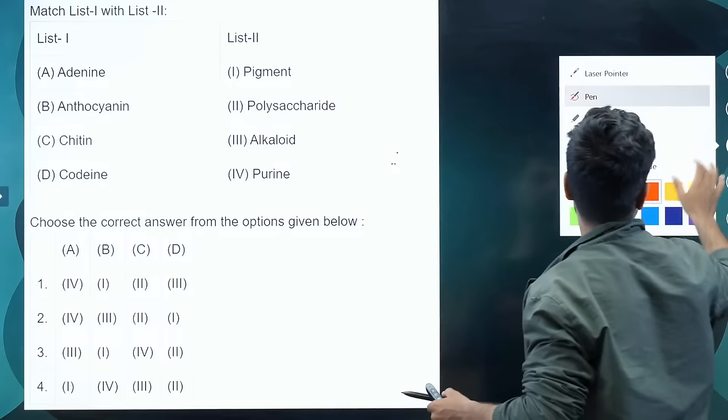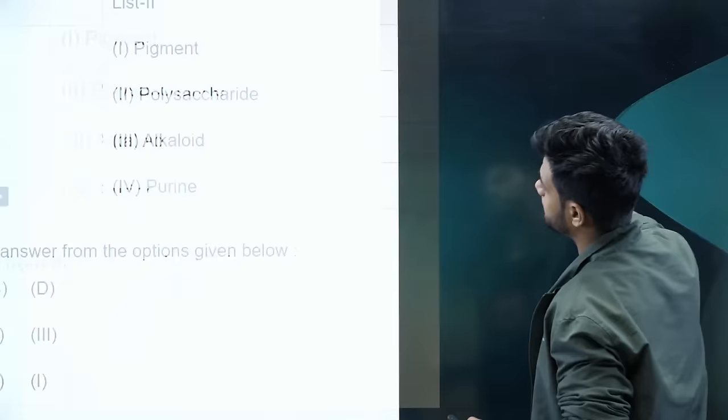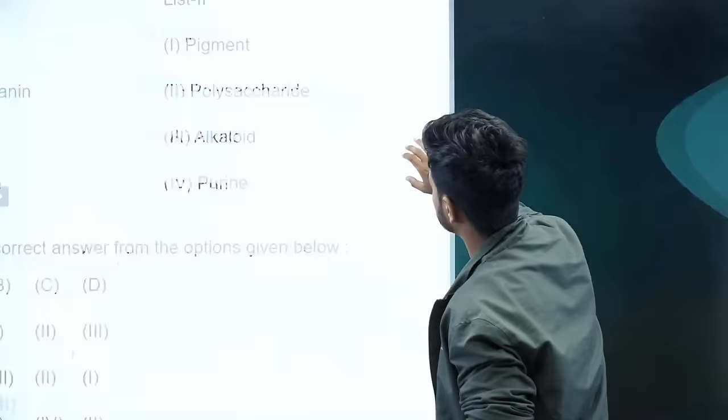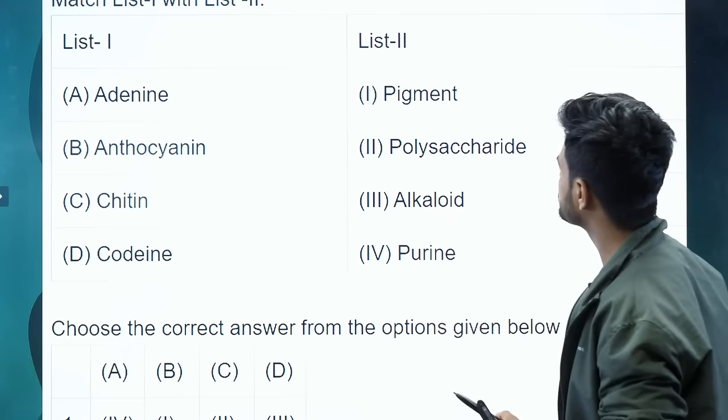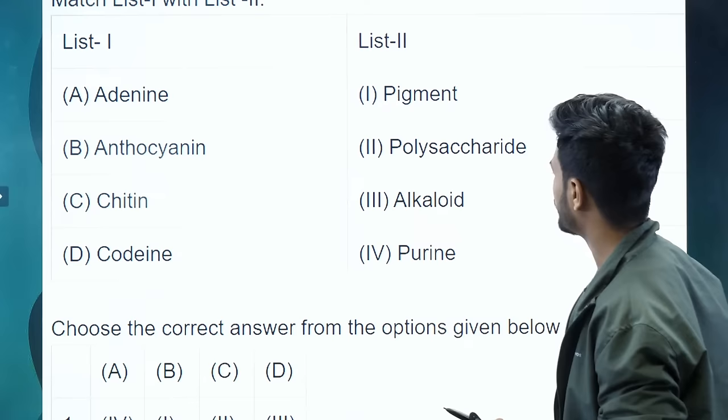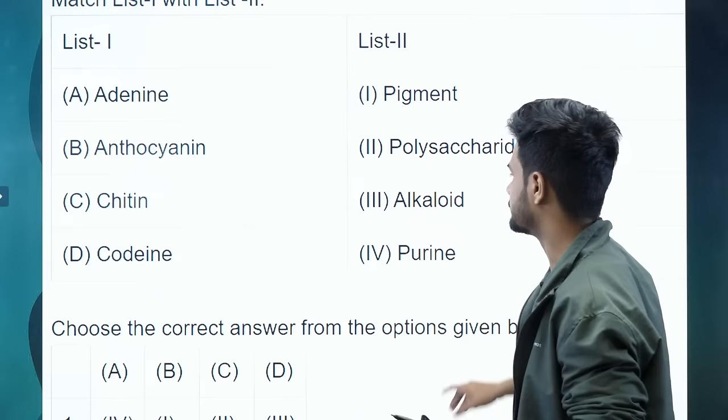Again, very easy question. Look here. Adenine is a purine, A2-4. Anthocyanin is a pigment. Chitin is a polysaccharide, homopolysaccharide. Codeine is your alkaloid.